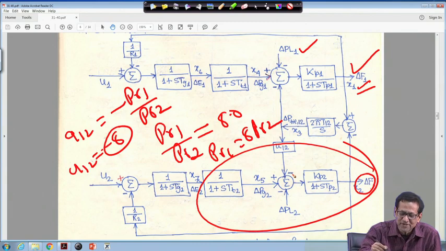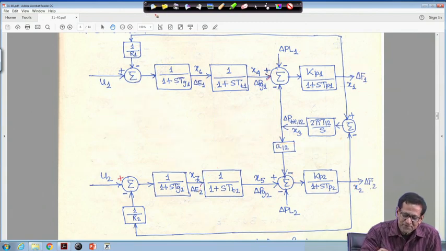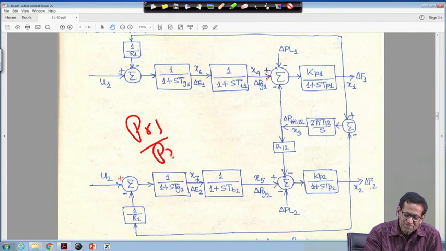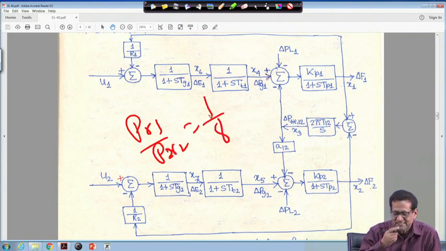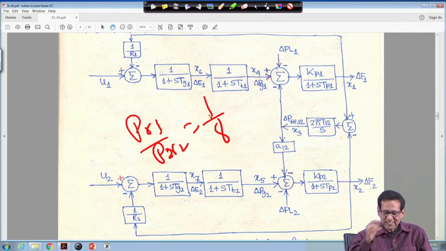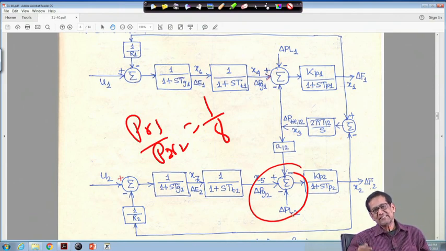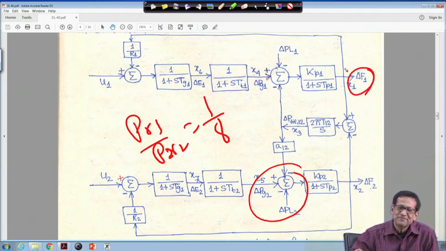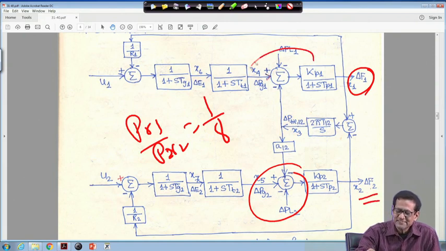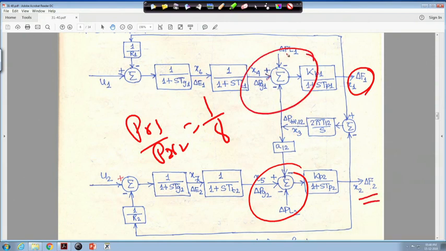Just the reverse is also possible. Suppose you make PR1 by PR2 equal to 1 upon 8. In that case the capacity of this area is very high. So if a disturbance occurs in this area, you will find this side frequency deviation is negligible compared to this one, so this side will act as an infinite capacity. You can verify it through the simulation. At that time the system may be considered as a single area connected to an infinite capacity system.